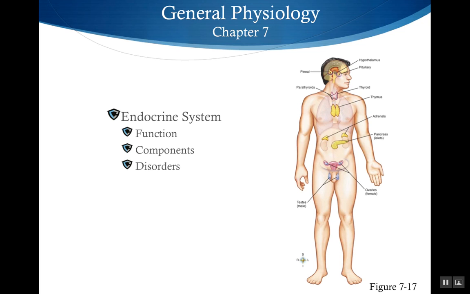There are a few disorders of the endocrine system, and those are listed in Table 7-9. One of the most common endocrine disorders that you're going to encounter is diabetes mellitus, which can be either type 1 or type 2.